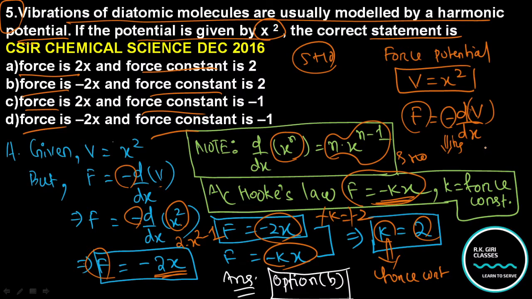Because f is directly proportional to minus x, you have to remove this proportionality, and you have to find this constant, that is f is equal to minus kx. So k is equal to 2 here, and what is the value of force? Force is equal to minus 2x. So minus 2x and 2, option B is the right answer.